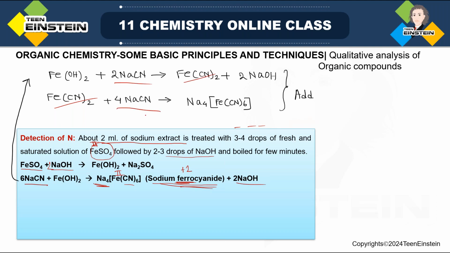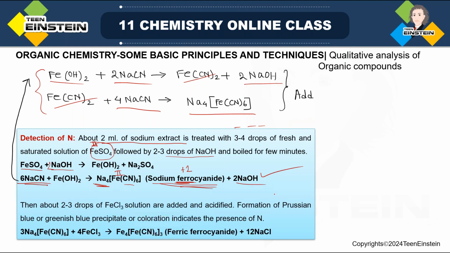These 2 NaCN and 4 NaCN together will be 6 NaCN, that you can see here. Fe(OH)2 is on the left hand side and right hand side, you have the main product and 2 NaOH. So these two equations, if you combine, basically you will get this equation.